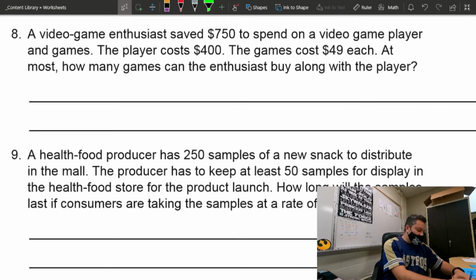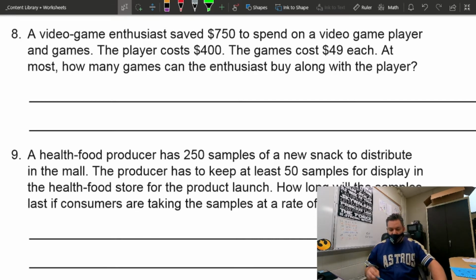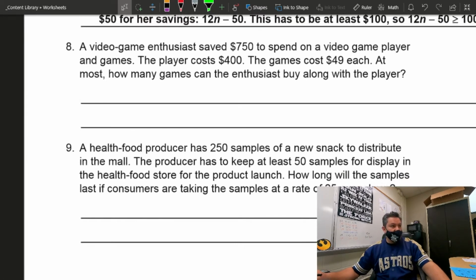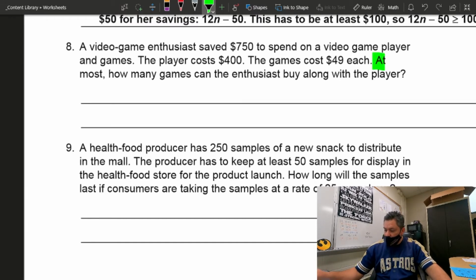So what do we know about this question? Can he spend more than $750? No. Okay, that's something that we know. Can he spend $750? Yes. He has it. He saved it for that, right? So that's one of the things that we know.